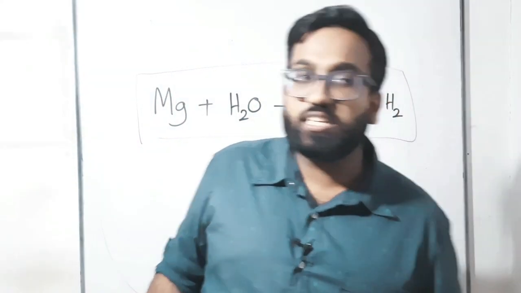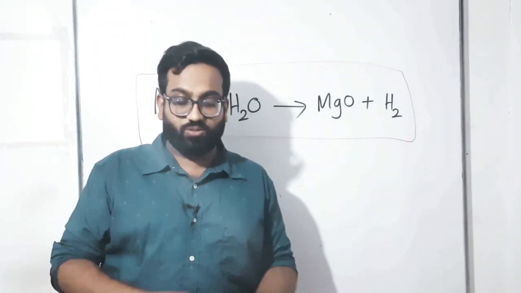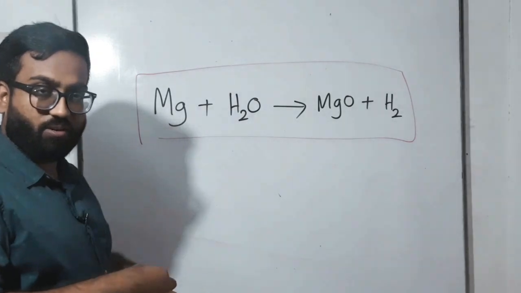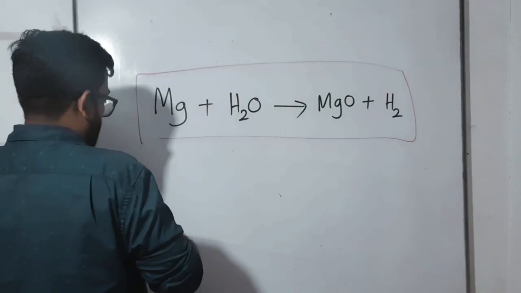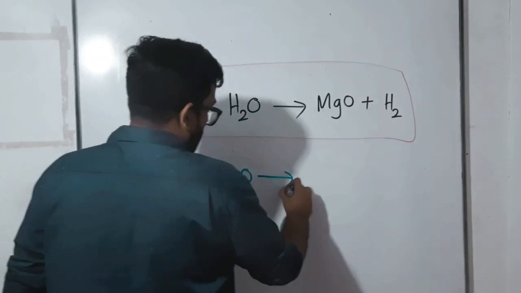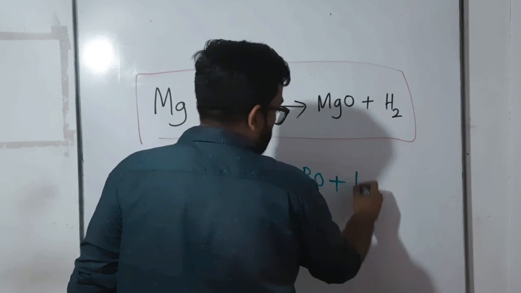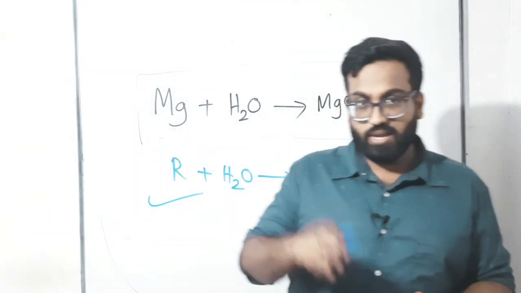They have not given it as magnesium, right? We have found it, it's okay, but are they given it as magnesium? No. So please write R instead of every magnesium here. The real answer should be this one: R with H2O gives RO plus H2. This is the answer. Understood?